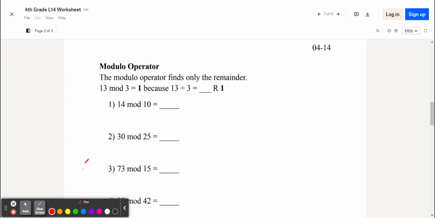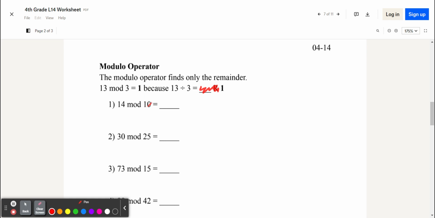Moving on, this is the modulo operator. It sounds fancy, but it's not really anything special. It's actually easier than what we were doing. It's just the same thing as the division, but you ignore all of the stuff before the R. You only have the remainder. So 13 mod 3, the remainder is 1, and so 13 mod 3 is 1.